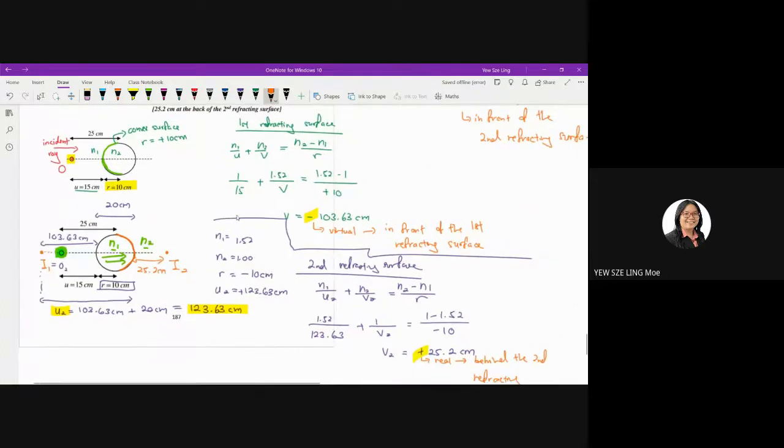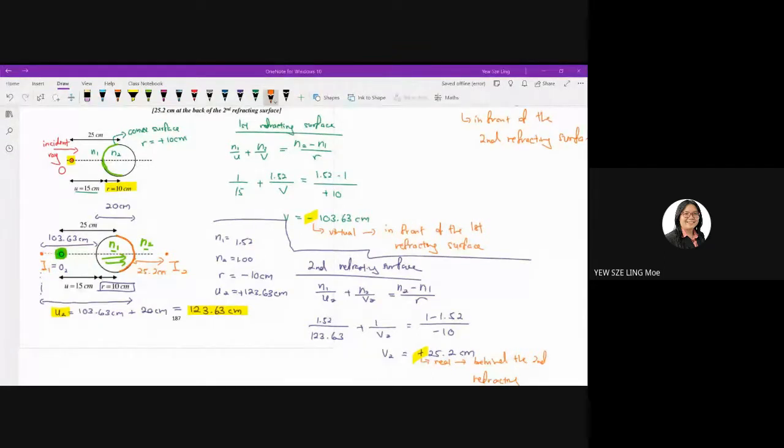Okay, so that marks the end of example 10. I give you 3 minutes to write it down before we proceed to the last subtopic, which is 7.3, lenses.